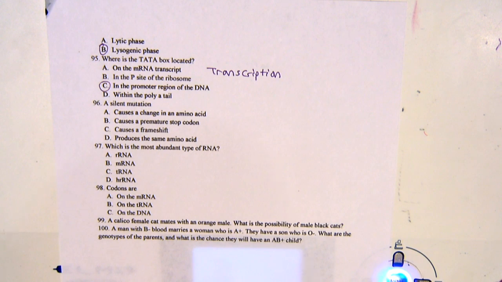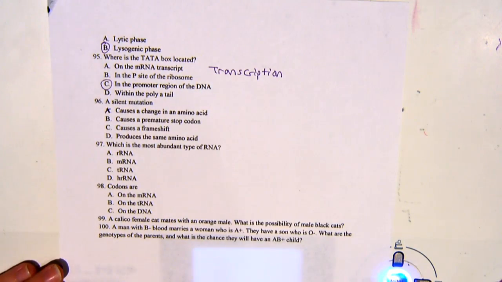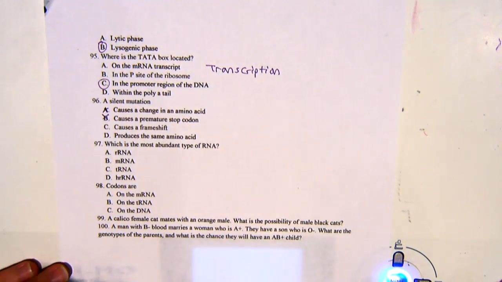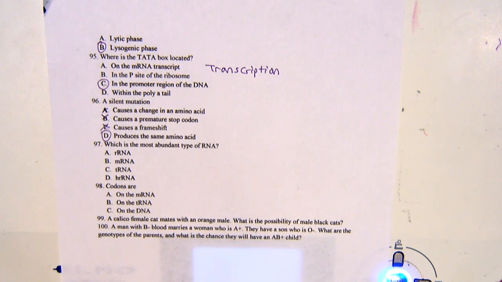96. A silent mutation. Could it cause a change in an amino acid? Not A. Does it cause a premature stop codon? Nope. Could it cause a frame shift? Nope. So that means D. It produces the same amino acid.